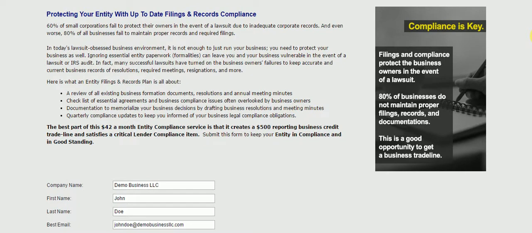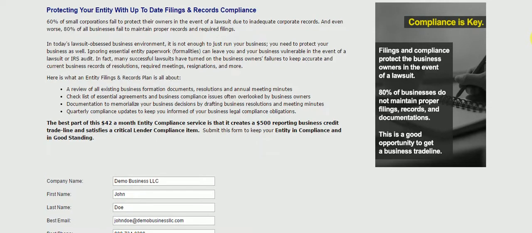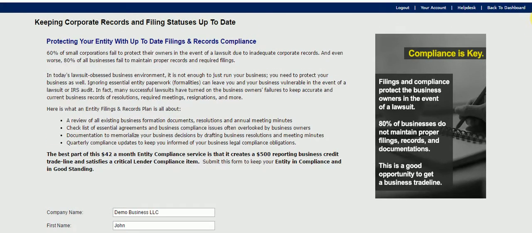It costs you $42 a month to pay for this third-party service, and we report it as a $500 trade line on your business credit, you guys. So right there, that's your first trade line that you just built just by staying in compliance. And this is something that you're going to need anyway if you want to establish a legitimate business and you want to make sure that you do stay in compliance. So $42 a month, you get a $500 trade line.